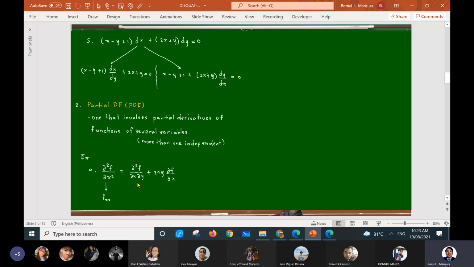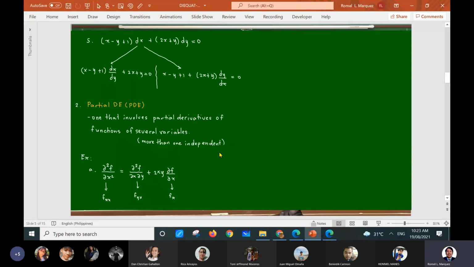What about this one? f subscript yx. Look at how the arrangement is written in subscript notation: the second partial derivative of f with respect to y, then with respect to x. In the del notation, the y is to the right and the x is to the left. And then what about this? This is f with subscript x. Am I clear with this, guys?